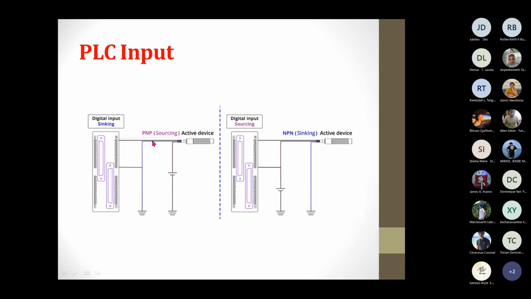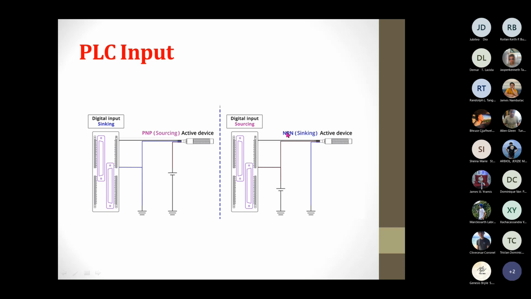So meaning to say, if the reed switch is a PNP type switch, take note, then it must be paired with a sinking type input. Okay? So if it is a PNP type, then it must be connected with a sinking type. Why? Because the configuration of the sinking type input is that the negative terminal of the source is connected to the PLC directly, as you can see. So which will work if the sensor is PNP type.